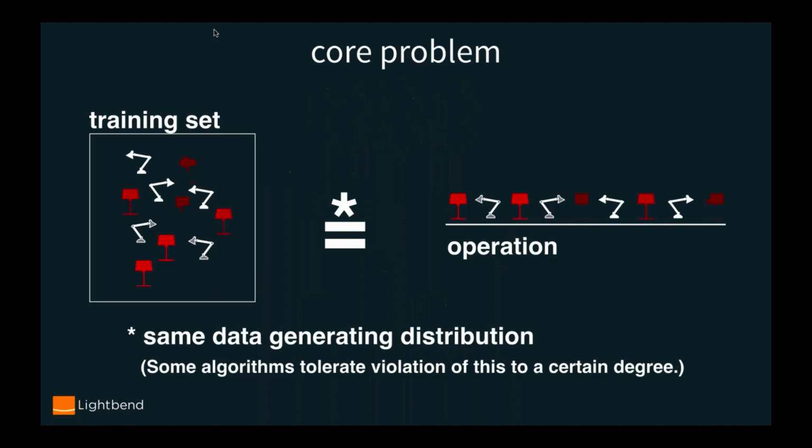So here's the core problem. Machine learning assumes the data generating distribution stays the same. In other words, the examples that we see in the training set should resemble the observations we will see in operation.